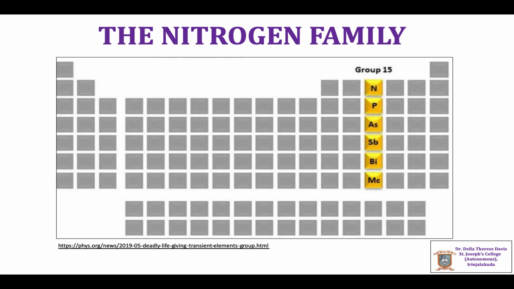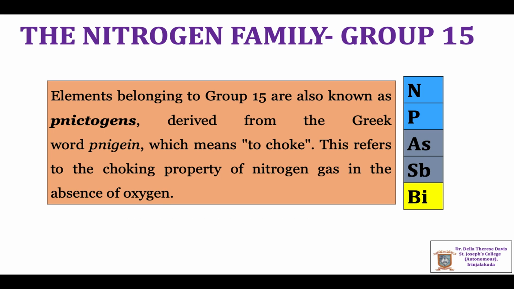The elements in the nitrogen family are nitrogen, phosphorus, arsenic, antimony, bismuth and moscovium. The elements of group 15 or nitrogen family are also known as pnictogens. The name is derived from a Greek word which means to choke. This refers to the choking property of nitrogen gas in the absence of oxygen.